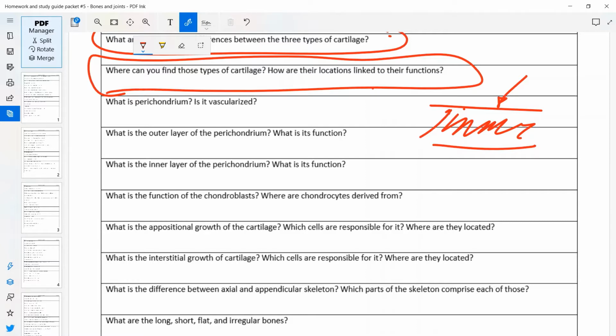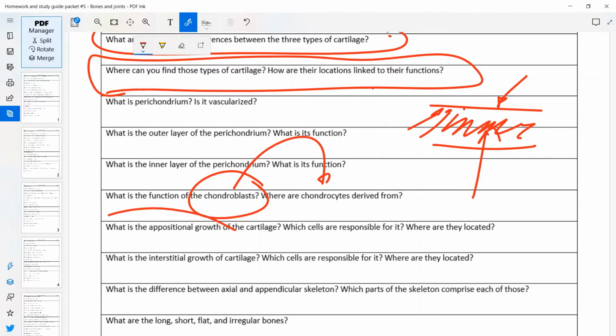Chondrogenic stem cells generate chondroblasts. Chondroblasts are located close to the perichondrium and they produce matrix. Chondrocytes are derived from chondroblasts. They are deep inside the matrix and they produce matrix as well.